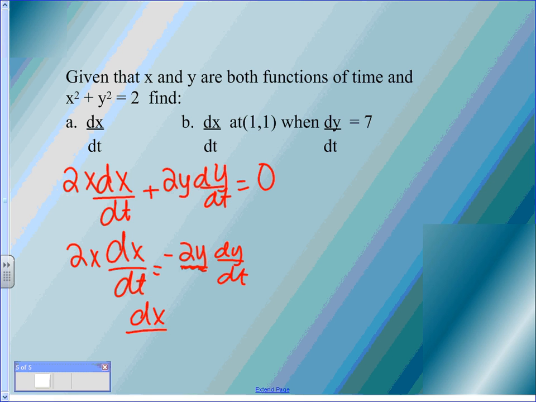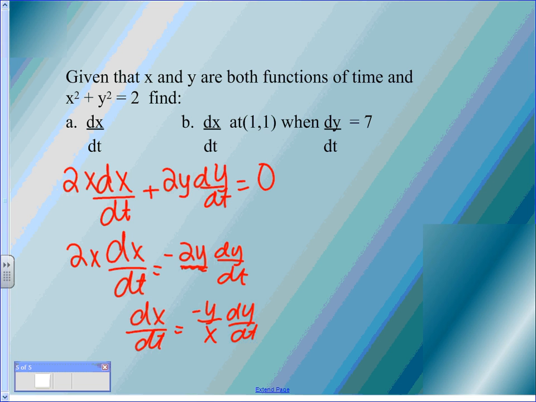Negative y over x times dy over dt. Does that make sense? Y'all see how that works? Again, you're going to do this a lot. If you don't understand it, you need to be asking about it. You need to make sure you understand it on your homework. These are not going away.